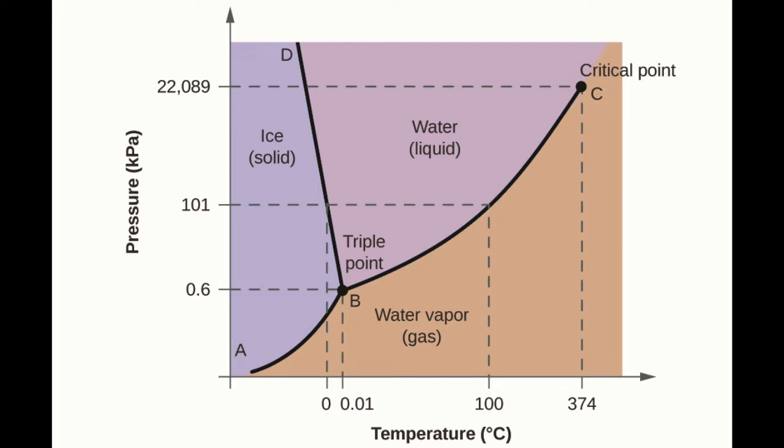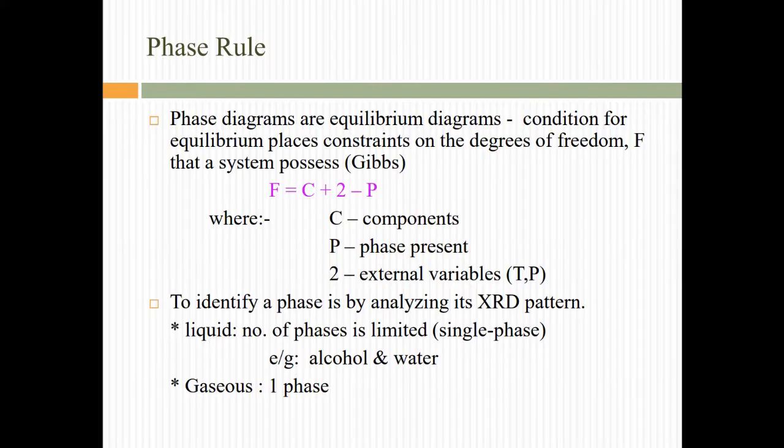Next, we need to know about the phase rule. From this phase rule, we can know the degree of freedom in a system. And the formula is F equal to 2 plus C minus P. F is degree of freedom, C is the components, and P is the phases.